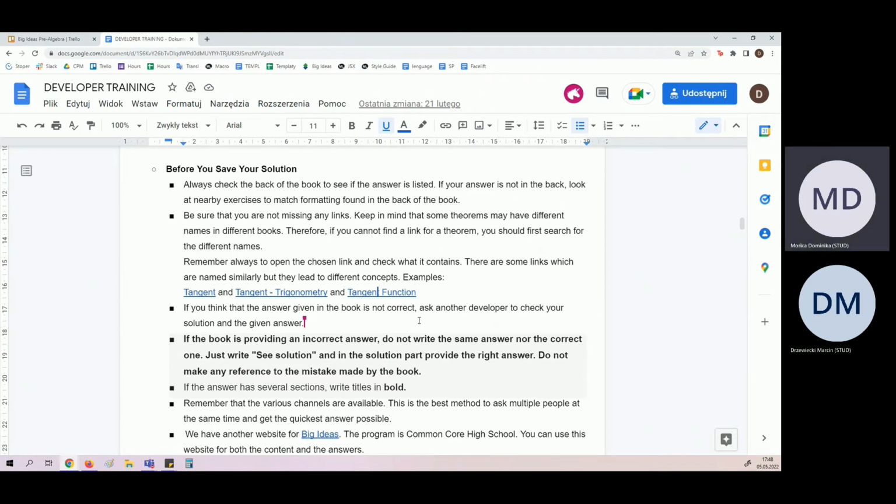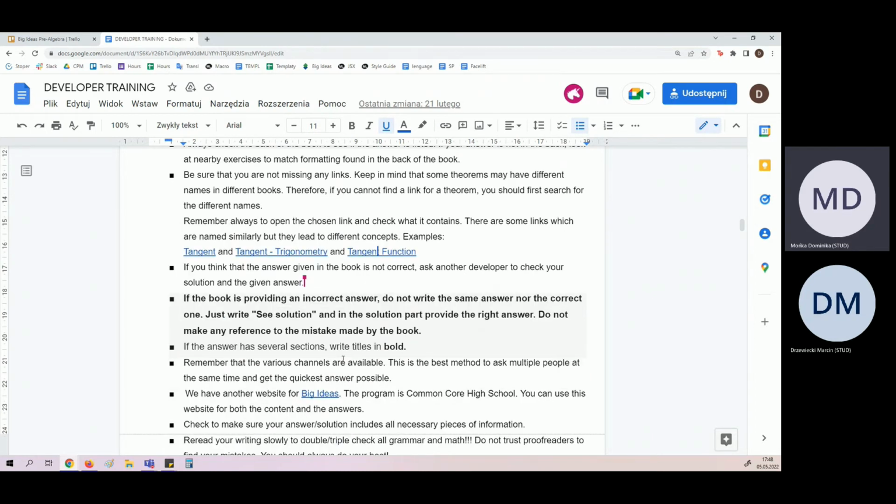Okay, so whenever we are in the case that the answer in the book is not correct, the first thing we should do is ask someone else to check it, because very often we are wrong or we cannot see something. But if we are sure that the answer is incorrect, we should just write "C solution" in the answer section. So we do not provide the right answer, we do not provide a wrong answer, we just say "C solution". And that's because we want to use our links to our solution in different editions of the book.